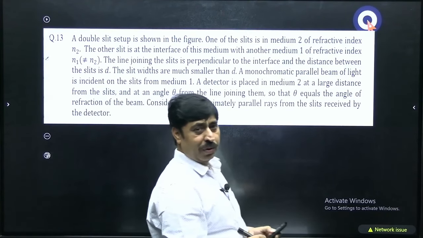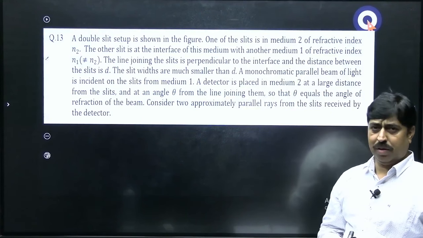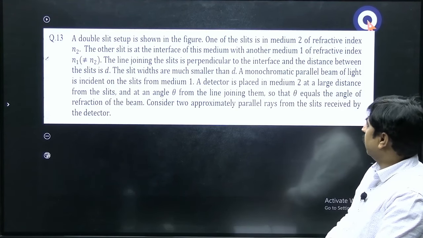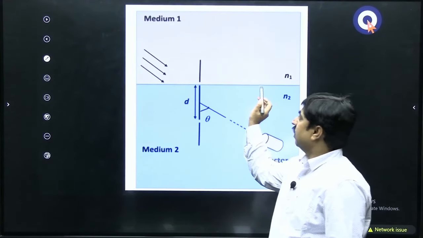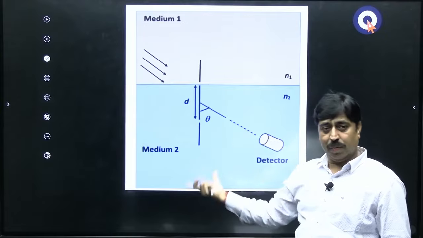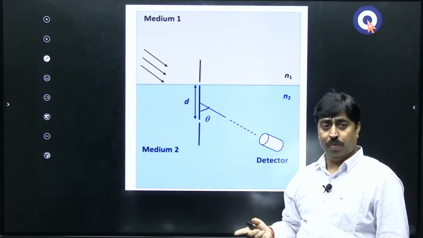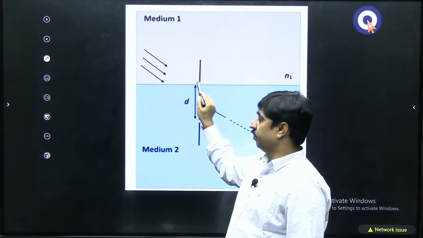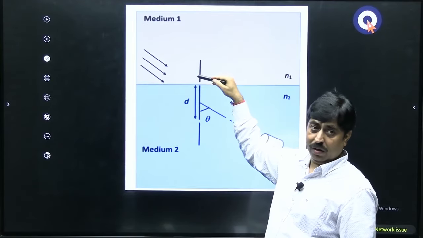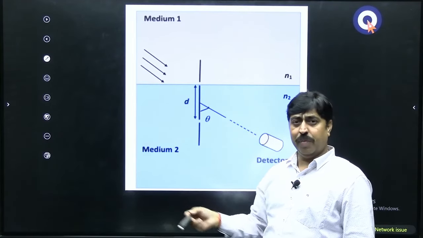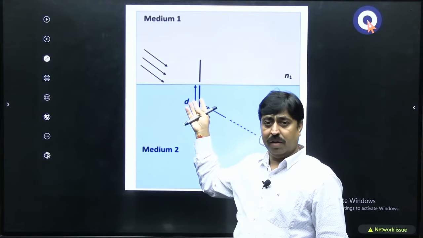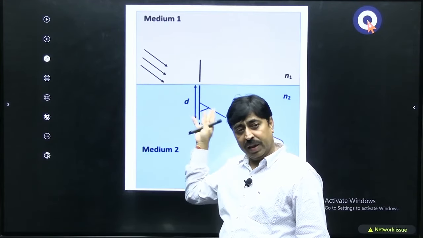Now, this particular question is based on interference of light, Young's double slit experiment. The question basically says that this is medium 1, having refractive index N1, and the blue colored one is some other medium having refractive index N2. These are 2 slits at a separation d. The first slit is just inside medium N1 and the second slit is somewhere in the medium having refractive index N2. A parallel beam of light is incident on this slit plane like this.